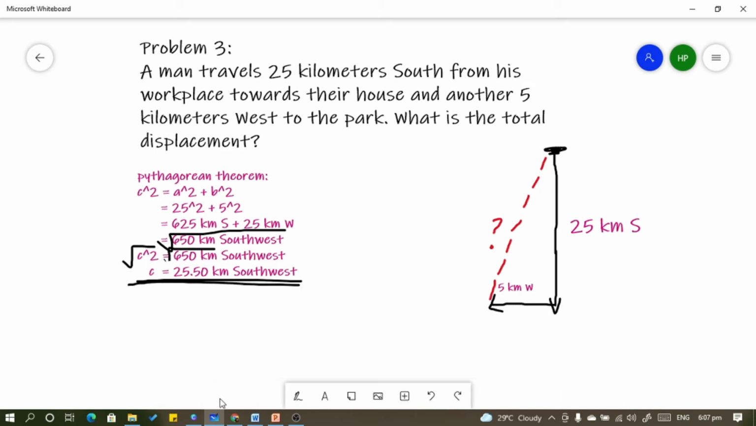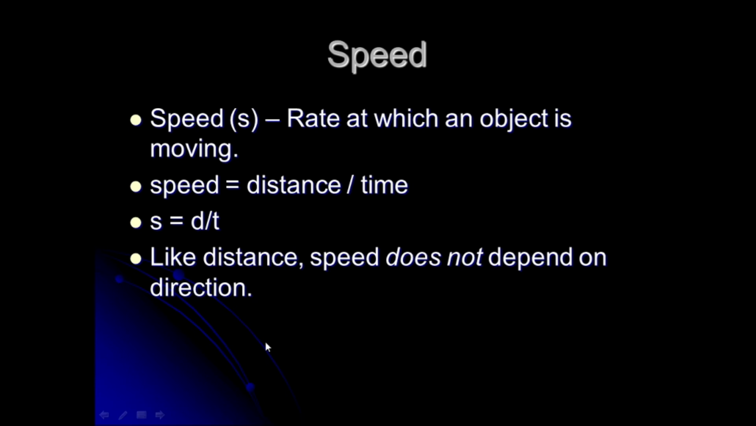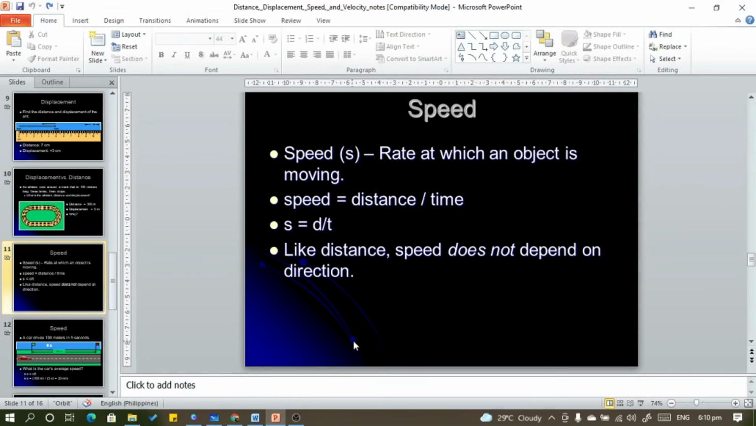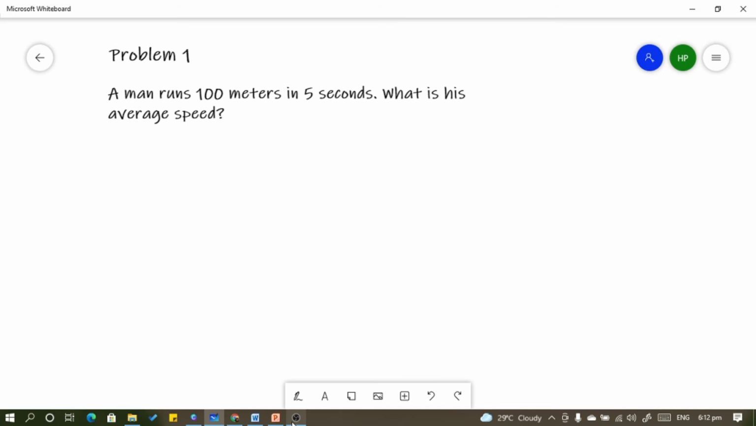Now let's move on to speed. Speed is the rate at which an object is moving. So this is the formula. Speed is equal to distance over time. Just like distance, speed does not depend on direction. So let's have an example. Now let's have problem number 1.